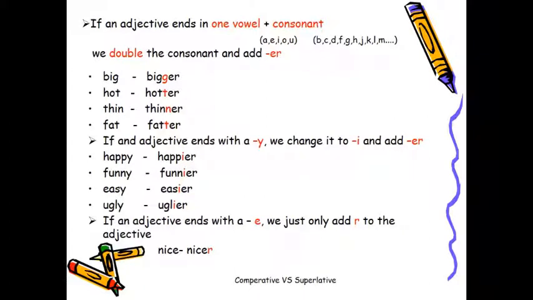If an adjective ends in a vowel plus consonant, so you can distinguish very well which are the vowels and which are the consonants, we double the consonant and add er. Big, bigger, hot, hotter, thin, thinner, fat, fatter. And if an adjective ends with a y, we change it to i and add er. Happy, happier, funny, funnier, easy, easier, ugly, uglier. And the last one, if an adjective ends with an e, we just add r to the adjective. Nice, nicer.